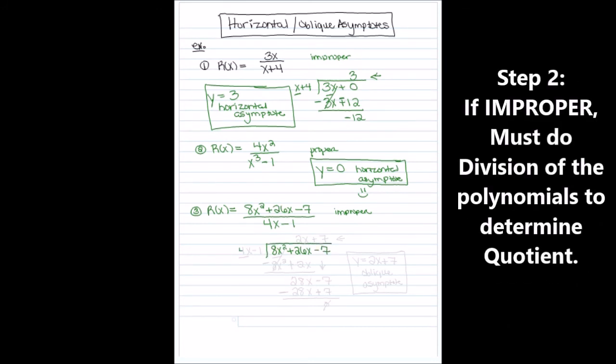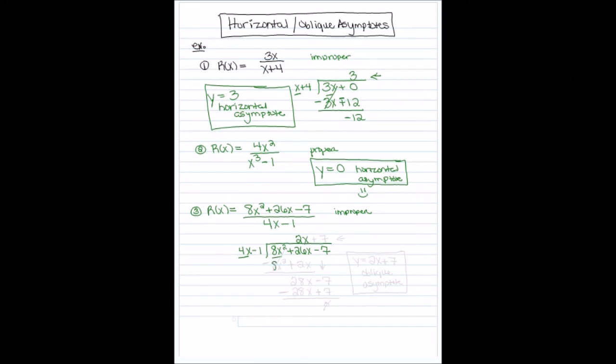The polynomial at the top goes inside the house. Polynomial at the bottom goes on the outside. And I'm going to look at my first term. And what I need to multiply the first term by is 2x in order to get the first term underneath the house. Again, the step-by-step way to do long division is in the description box if you need to see long division done step by step.